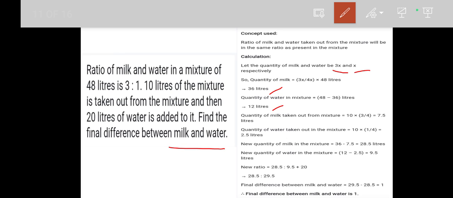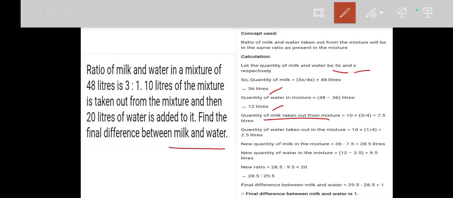Now there is 10 liters that is taken out from the mixture, right? So 10 liters of both milk as well as water is taken out. So we need to find out how much milk and how much water is taken out. In order to find the quantity of milk taken out, it is 10 into 3 by 4, because total there was 4 and from that 3 parts is milk. So 10 into 3 by 4 is equal to 7.5 liters. So 7.5 liters of milk is taken out.